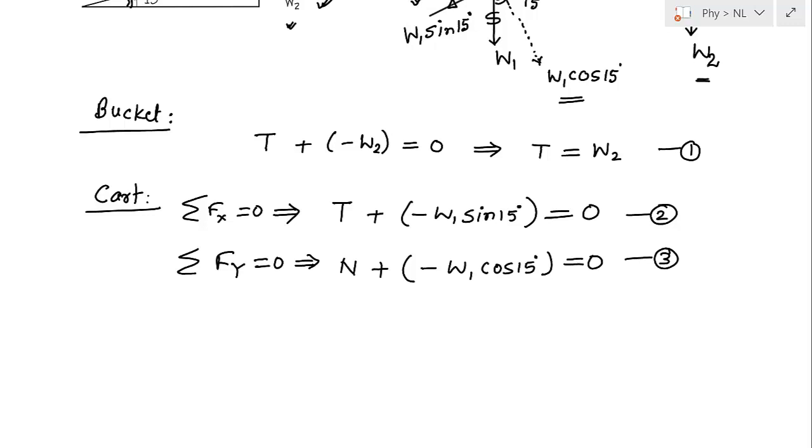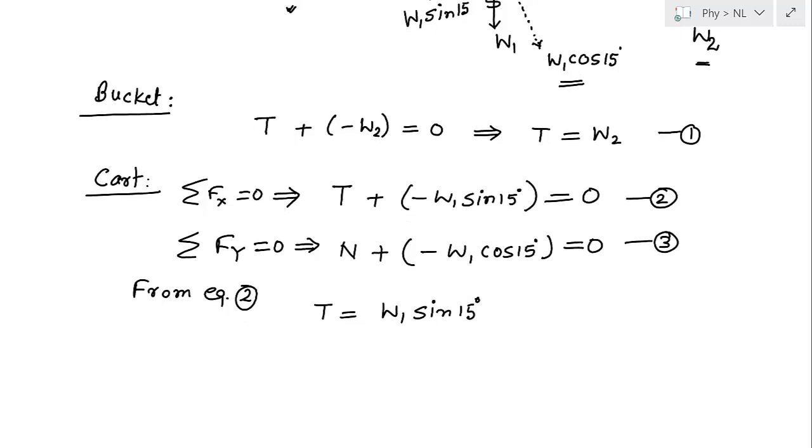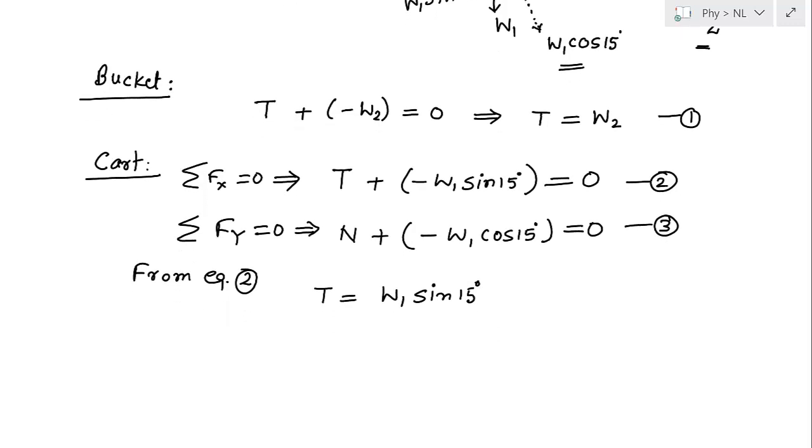So from equation 2 I can write T equals W1 sine 15 degrees. Now if you remember, what is my target variable? My target variable is to find a relationship between W1 and W2. So now from equation 1, I can equate T. T equals W1 sine 15 degrees, which is the same as W2. So I can write W2 equals W1 sine 15 degrees.